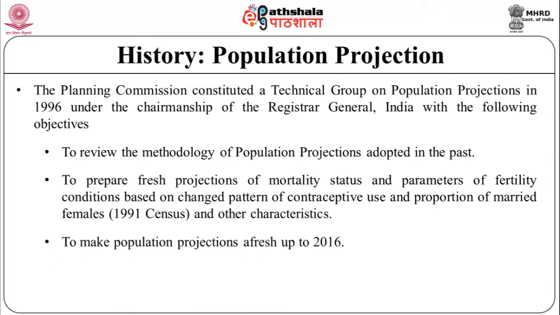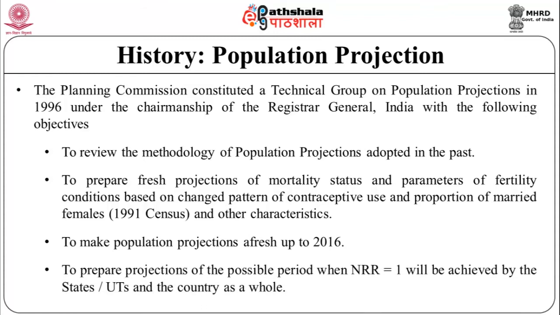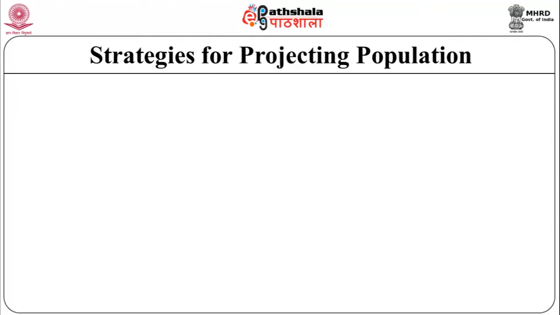The third objective was to make population projections afresh up to 2016. The fourth objective was to prepare projections of the possible period when NRR was equal to 1, which would be achieved by the states and the union territories and the country as a whole.